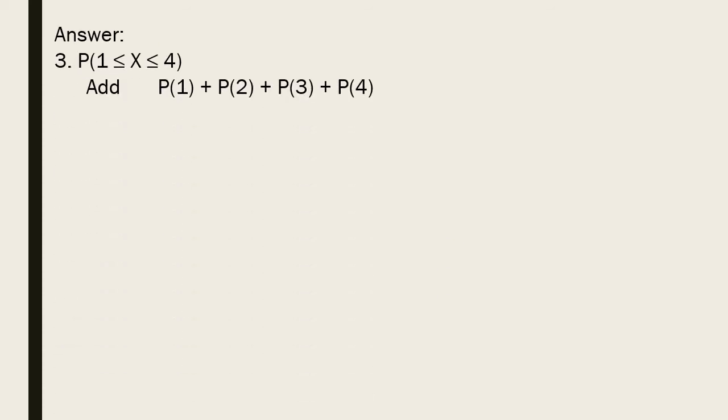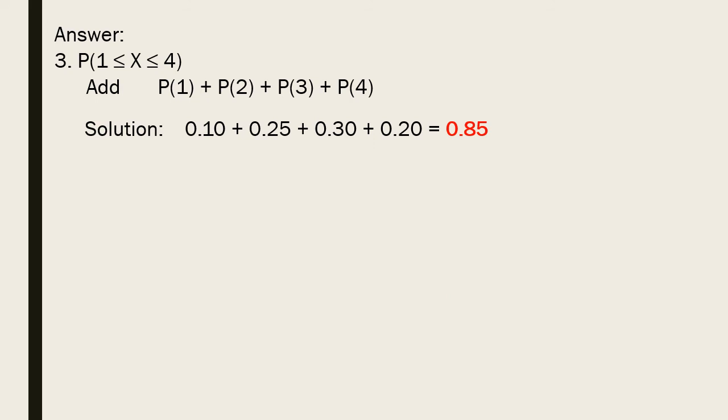For number 3, we are looking for the probability of x greater than or equal to 1 but less than or equal to 4. So ang ating ipag-add or ating pagsasamahin dito ay ang probabilities ng 1, 2, 3, at 4. So solution natin, probability of 1, 0.10, probability of 2, 0.25, probability of 3, 0.3, probability of 4, 0.20. So ang sagot natin sa number 3, 0.85.